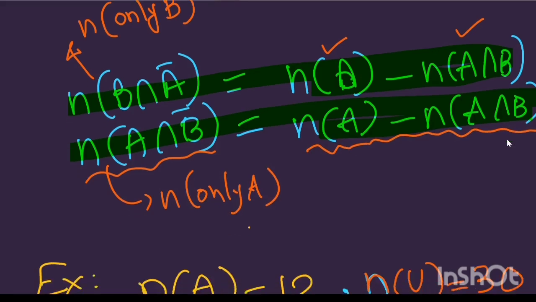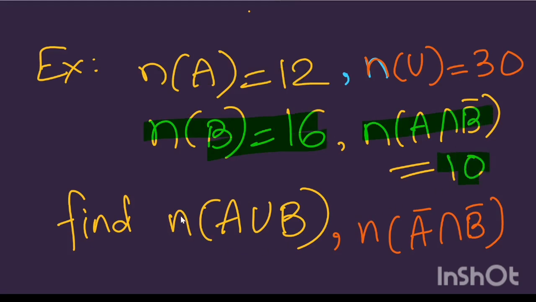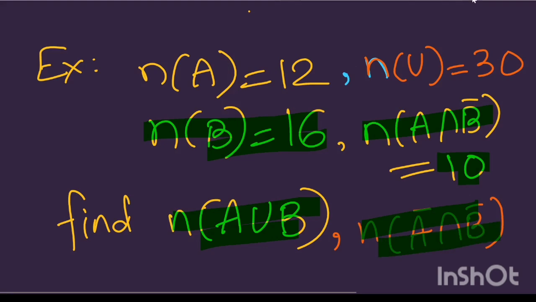Let's do a sum on these results. If nA is 12, nU is 30, nB is 16, and n of A intersection B bar is 10, we have to find n A union B and n of A bar intersection B bar. So guys, try this. Yes, we can use the results that we have derived above.